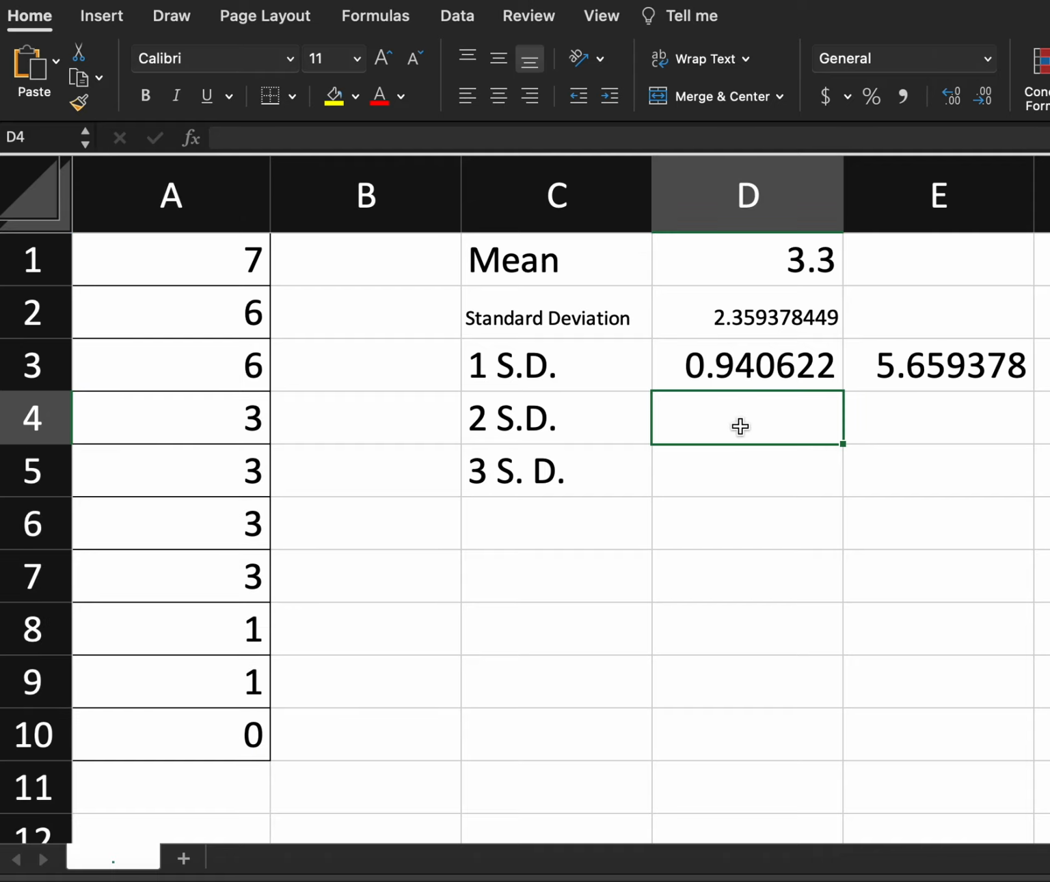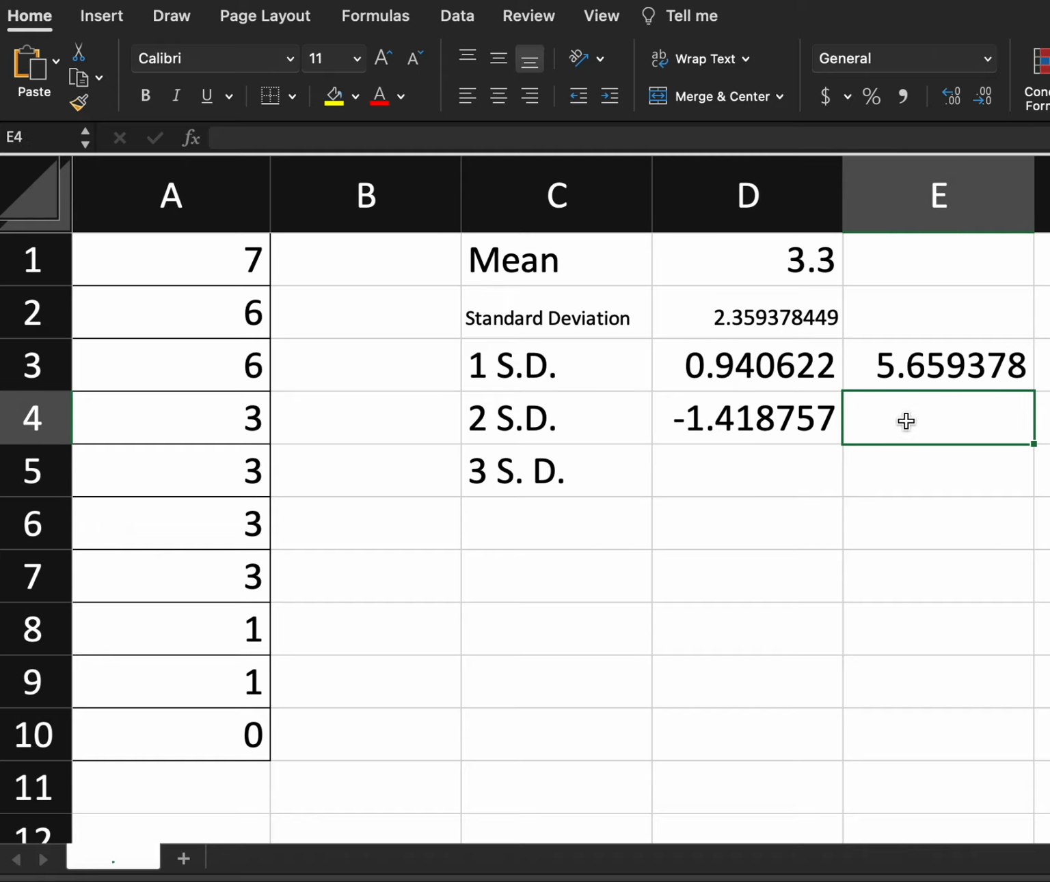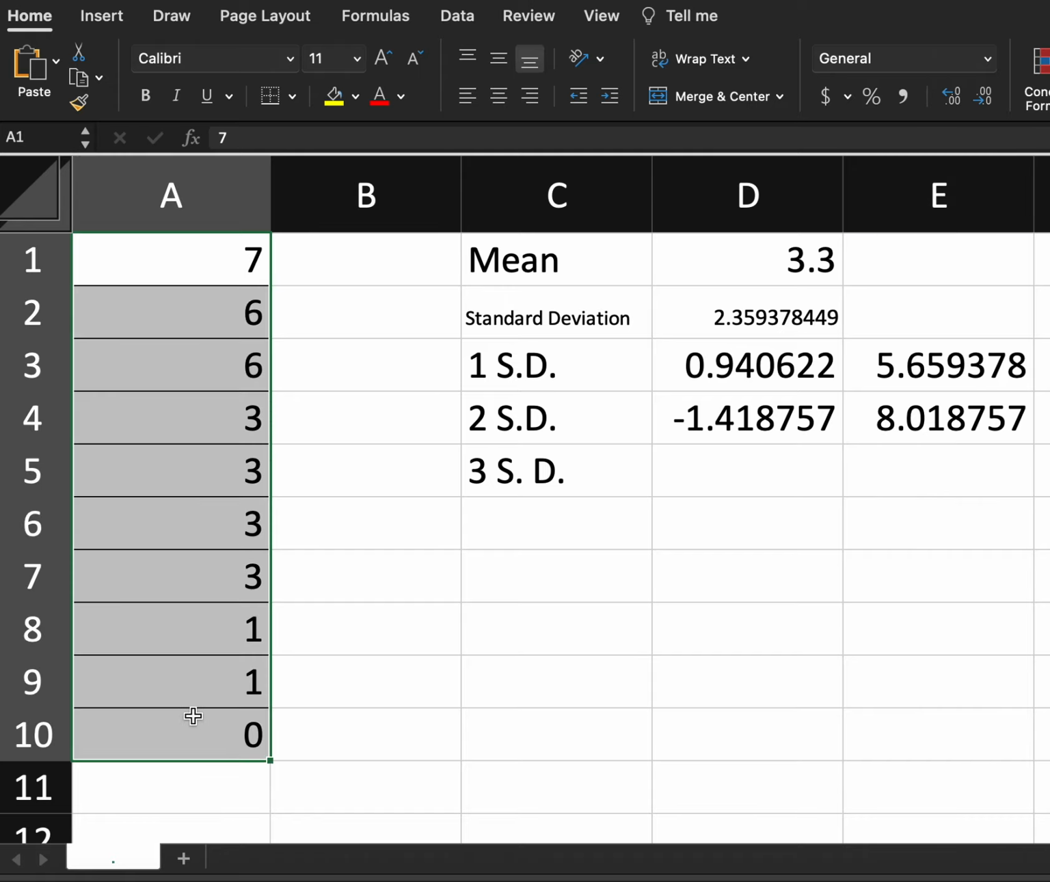What about 2 standard deviations? Equals mean minus 2 times standard deviation. So it's negative 1.41 for this example. Equal sign, mean plus 2 times standard deviation. Enter, 8. So we want any values between negative 1.41 and 8. Well, for this example, that's going to be all of them. So that would be 100%.